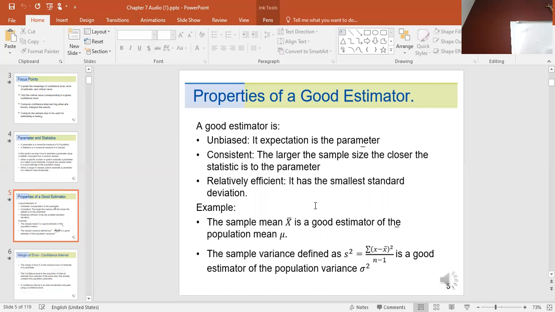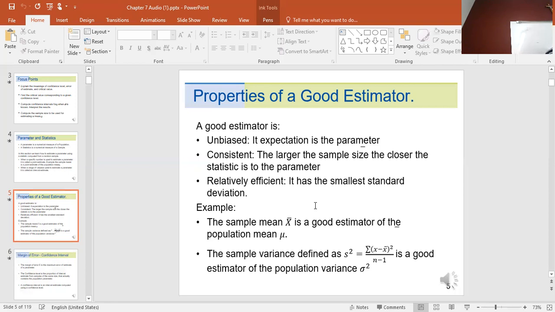So we are going to say here is mu. And the standard deviation is sigma over square root of n. So the larger the sample size, the smaller the standard deviation. The larger the sample size, the closer the average will be to the population, so making it a good estimator of the population.